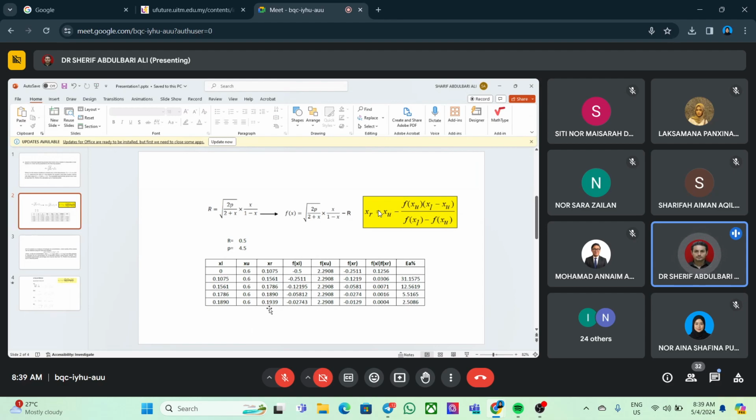So the answer here is 0.19. This is the value that, if you put it in the function, will be equal to 0. Okay, so now you look, this is the ideal answer of this question.